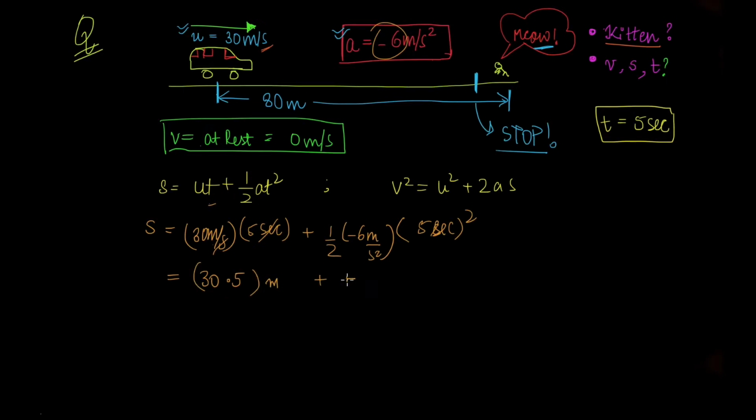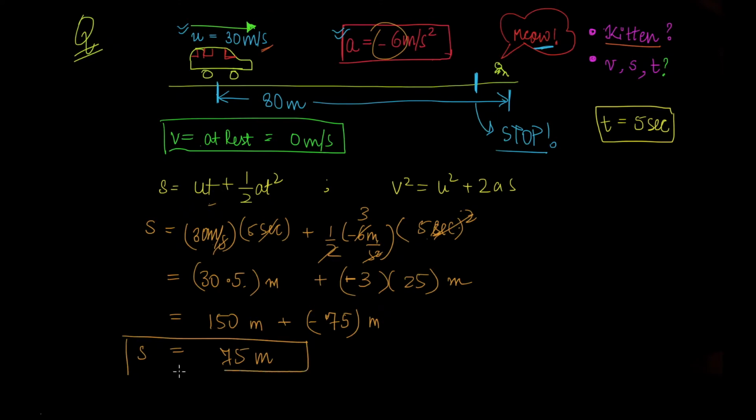And from here we have negative 3 times, well, 5 square is 25, and second square gets cancelled with second square to yield only meters. So basically we're getting a value in meters, and in order to evaluate that, we just need to evaluate this. Now 5 times 30 is 150, that's 150 meters, plus negative 3 times 25, that's negative 75 meters. We add these two up, we get 75 meters.